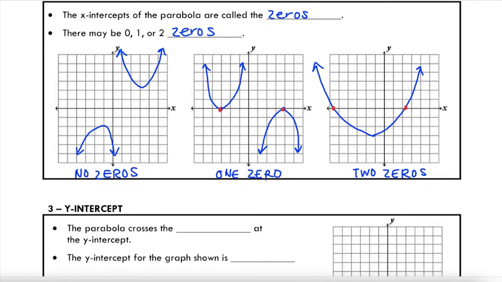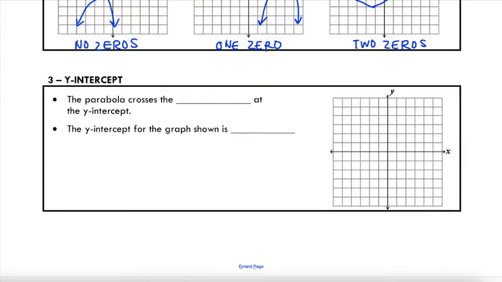The next definition that you need to know is the y-intercept. The y-intercept is the same as what it would have been when we had a linear relation. So it's where it crosses the y-axis. So the parabola crosses the y-axis at the y-intercept.